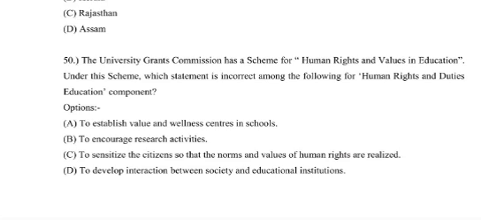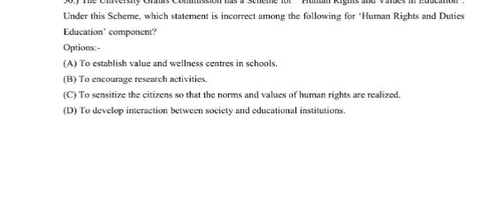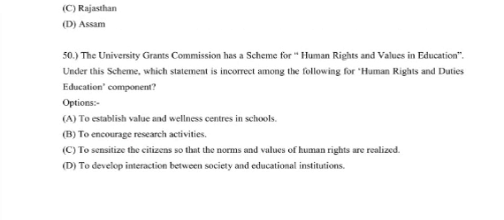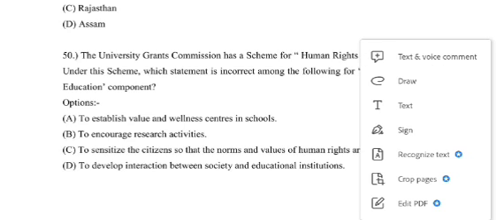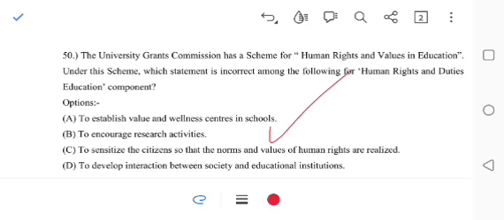Okay, number 50. Let us do it. The University Grants Commission has a scheme for human rights and values in education. Under this scheme, which statement is incorrect among the following for the human rights and duties education component? Options are: to establish value and wellness centers in schools; to encourage research activities to sensitize the citizens so that the norms and values of human rights are realized; to develop interaction between society and educational institutions. Number 50 correct answer will be to establish value and wellness centers in schools.